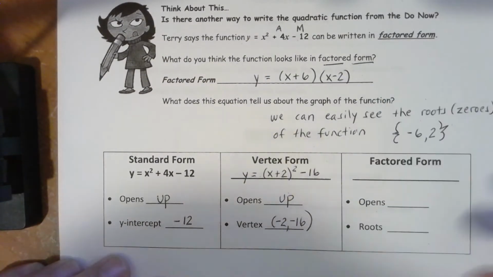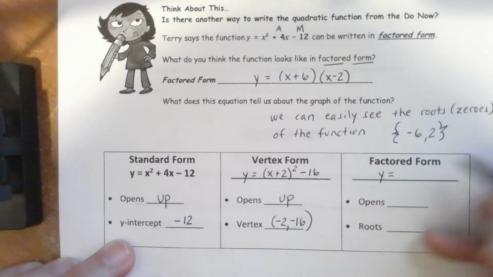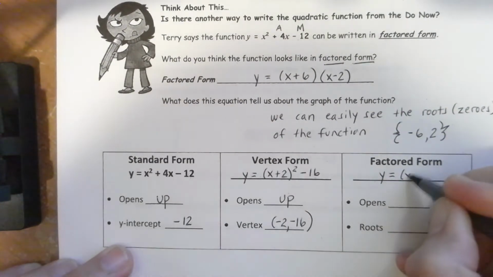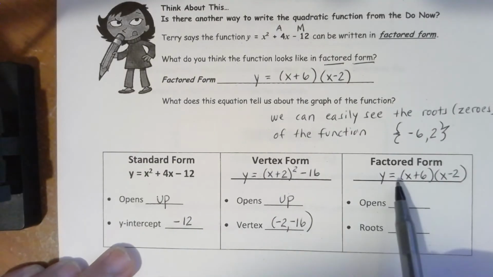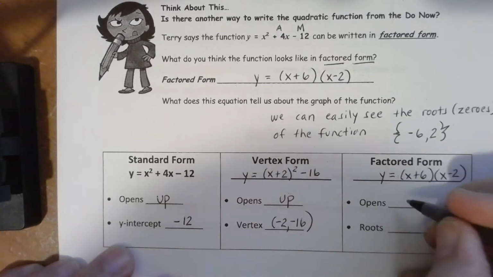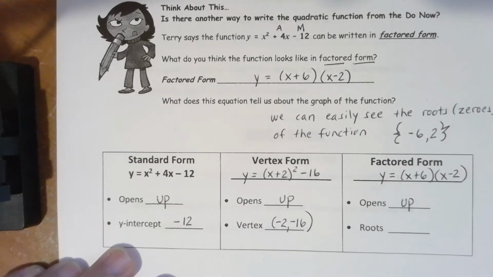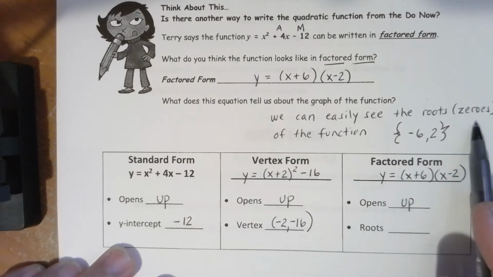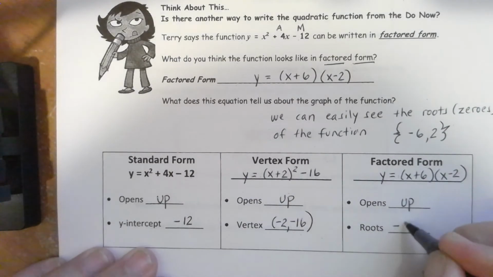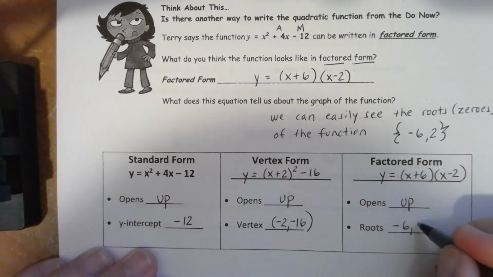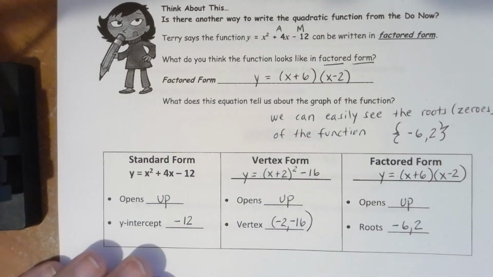The last way that we wrote the equation was in factored form, y equals (x + 6)(x - 2). Again, since there is no negative sign in front, we know this is positive. That tells us the graph is going to open up. And the roots or the zeros of the graph are going to be the numbers that are opposite of what's in the parentheses. So one of my roots is going to be -6, and the other one is going to be +2.